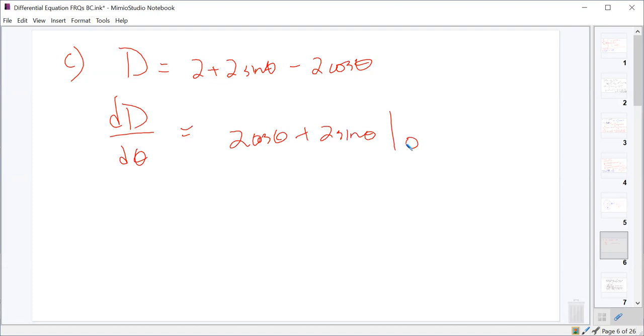And it was pi over 6, right? So at pi over 6, that's 2 times root 3 over 2 plus 2 times a half, or just 1 plus root 3.